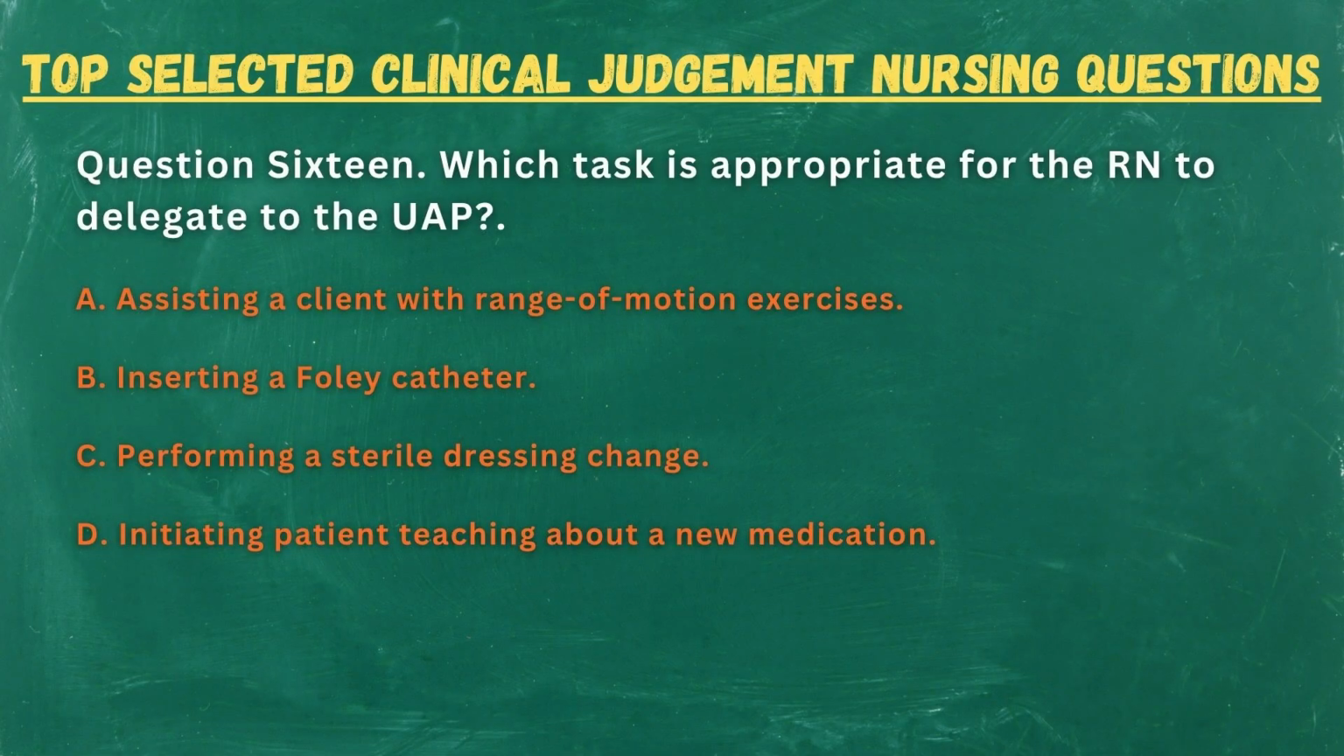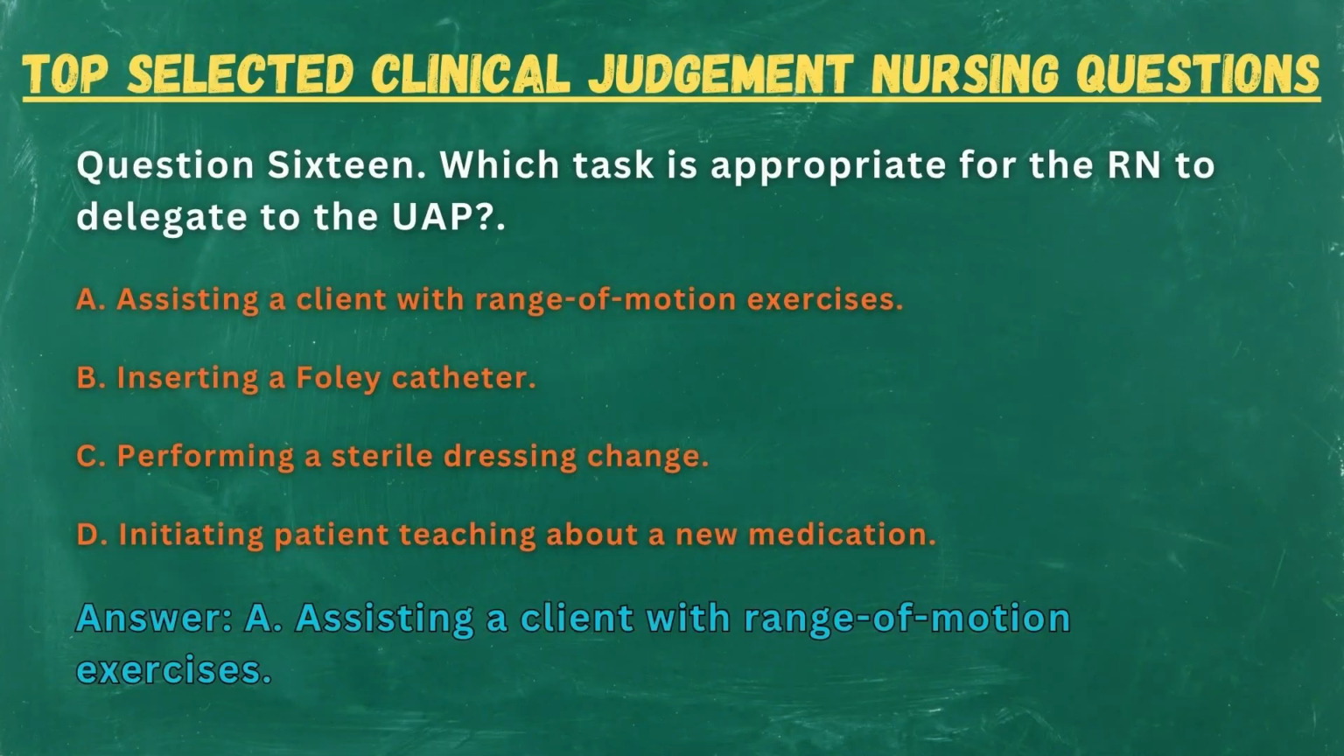Question 16. Which task is appropriate for the RN to delegate to the UAP? A. Assisting a client with range of motion exercises. B. Inserting a Foley catheter. C. Performing a sterile dressing change. D. Initiating patient teaching about a new medication. Answer. A. Assisting a client with range of motion exercises.